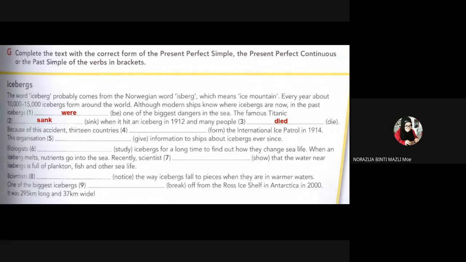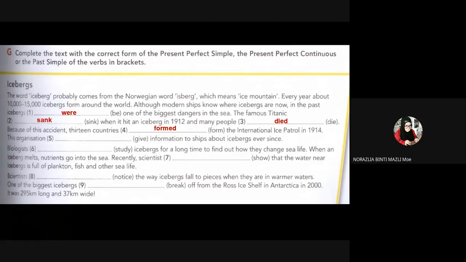Format. How to spell? Format. With ED lah. With ED. Sure? Yes, yeah, good. Yes, you are right. Okay, dia dah bagi last time dia 1914. So 13 countries formed the International Ice Patrol, formed with ED.